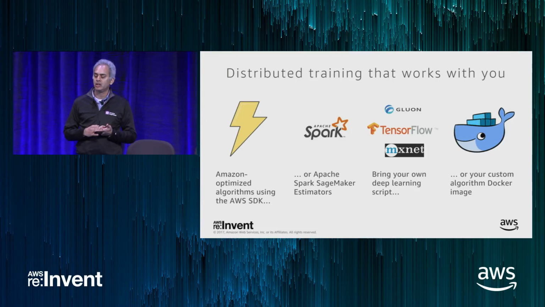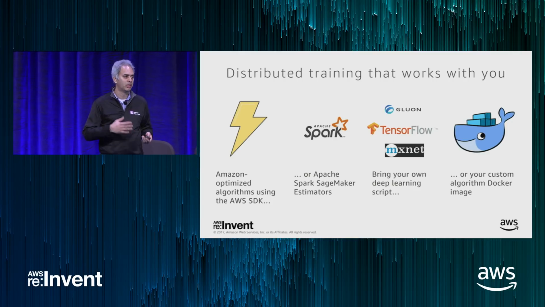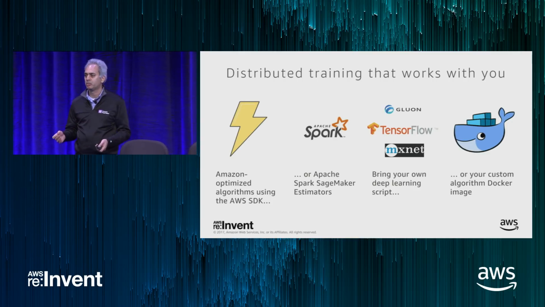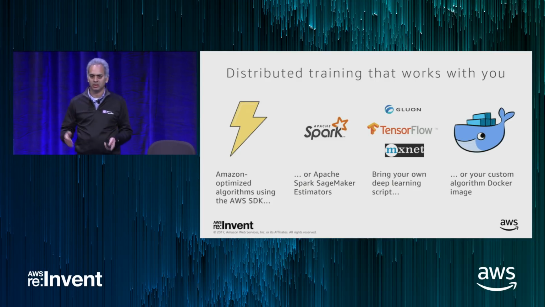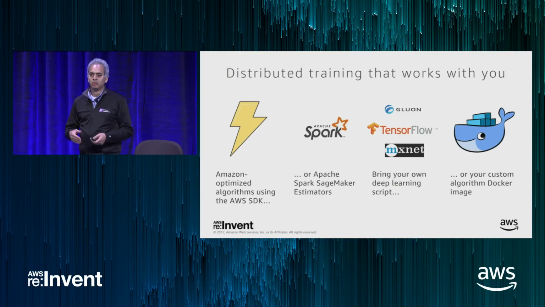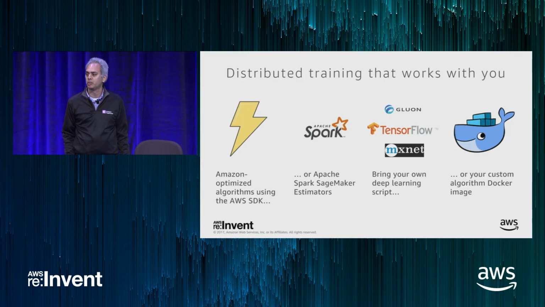The second way that you can use them is through Apache Spark. A lot of customers use Apache Spark for data processing. It's a great environment for data processing. It's not a great environment for ML in certain cases. Because of that, you can actually use an Amazon SageMaker provided library in order to call Amazon SageMaker from Spark and allow you to use those capabilities in your Spark environment.